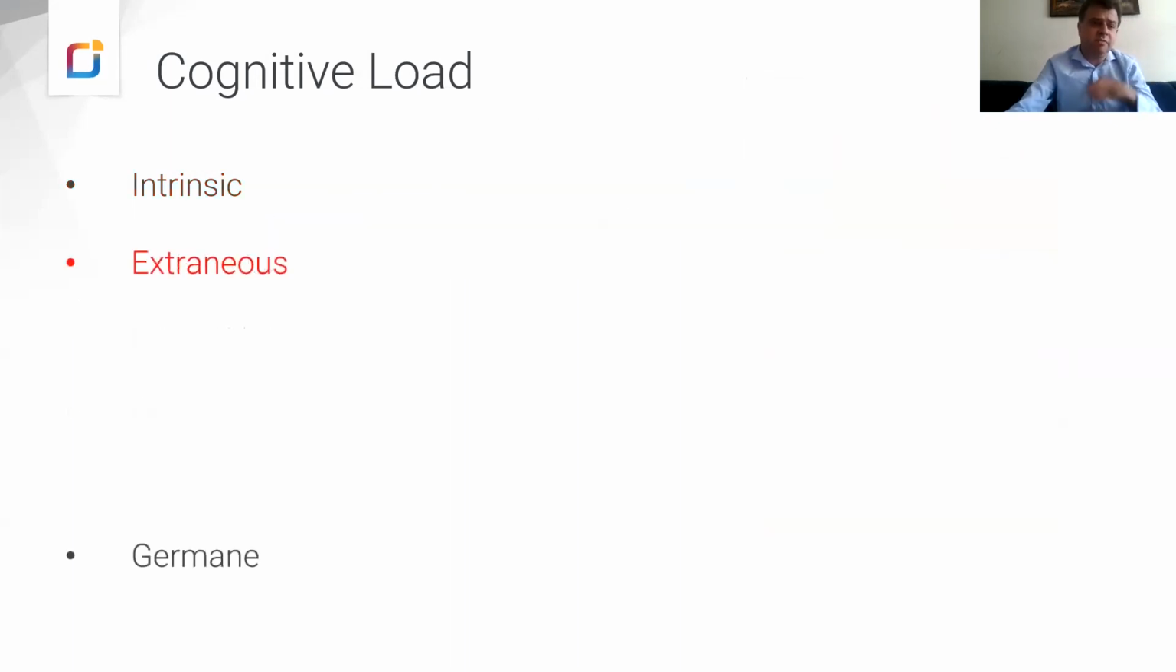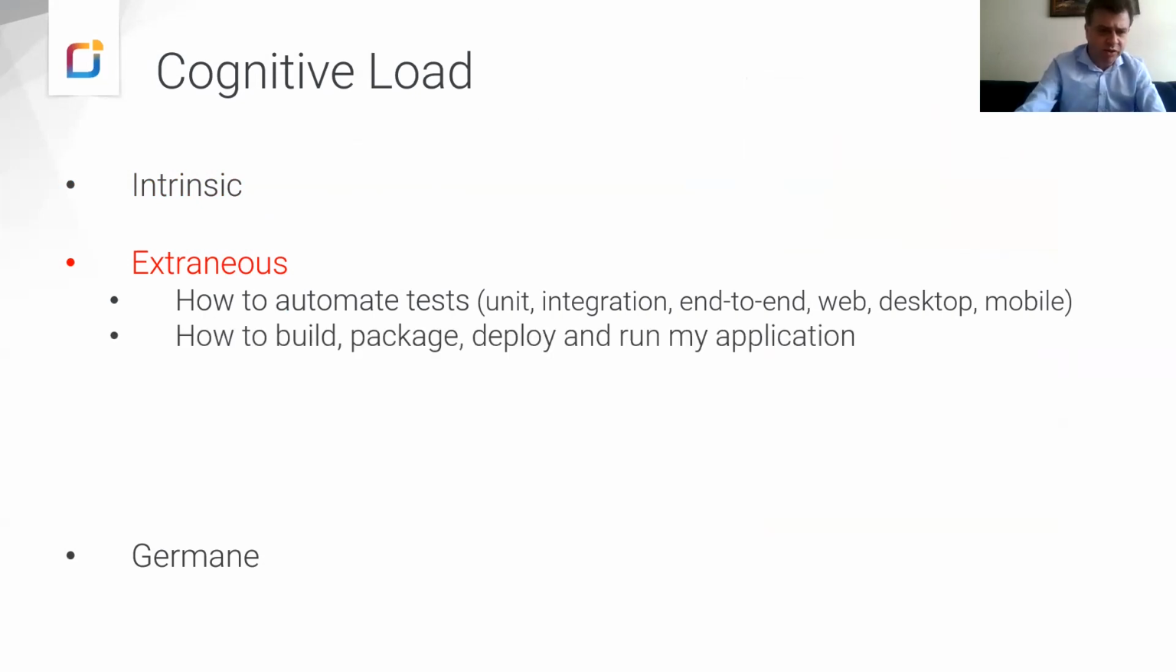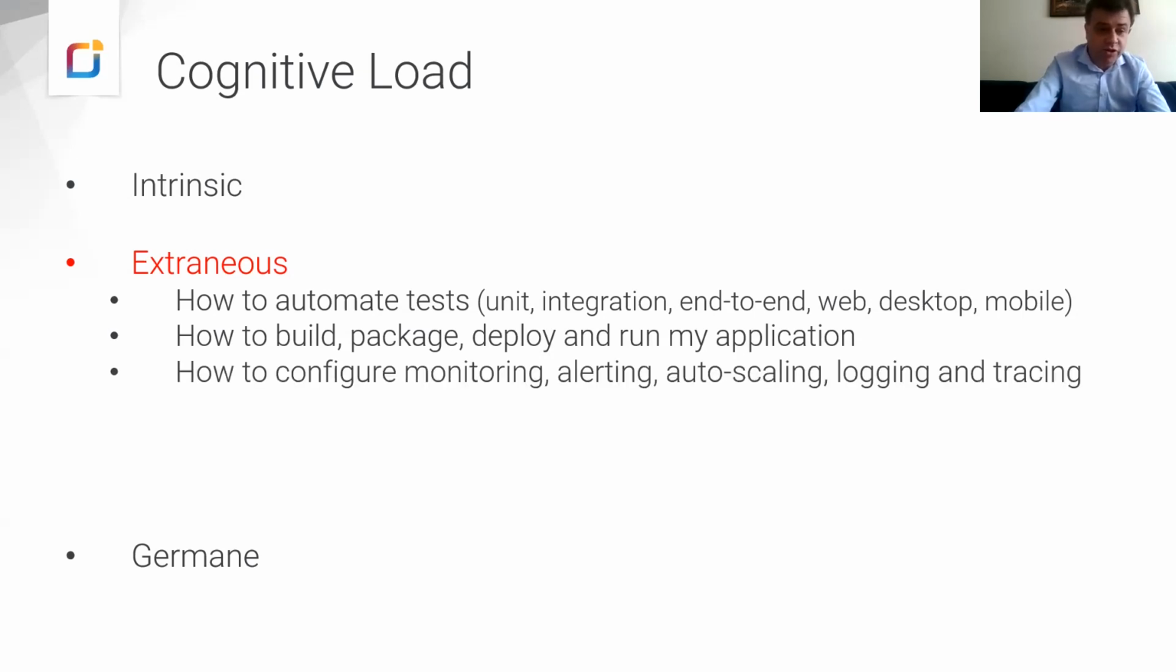The second one is where things may become complicated. This is extraneous cognitive load. It's about how to automate tests, more complex stuff like integration, end-to-end, maybe desktop, mobile, depending on what you're currently using. How to build, package, deploy, and run your application, how to configure monitoring, alerting, auto-scaling, logging, and tracing. Many companies are building distributed or microservices applications, and it can become an issue: you can focus on all this stuff and not write your business logic.